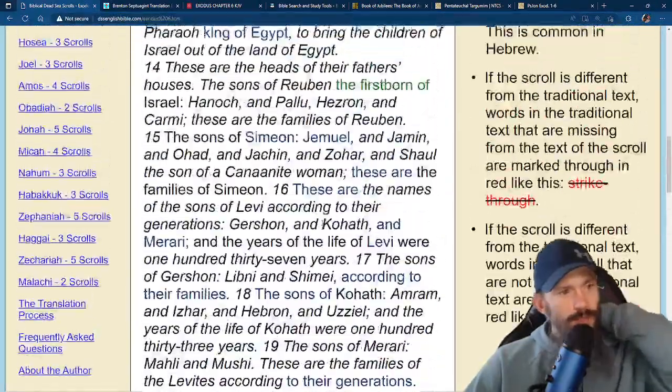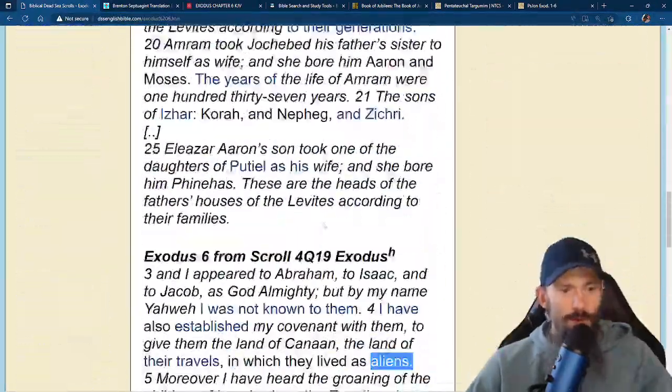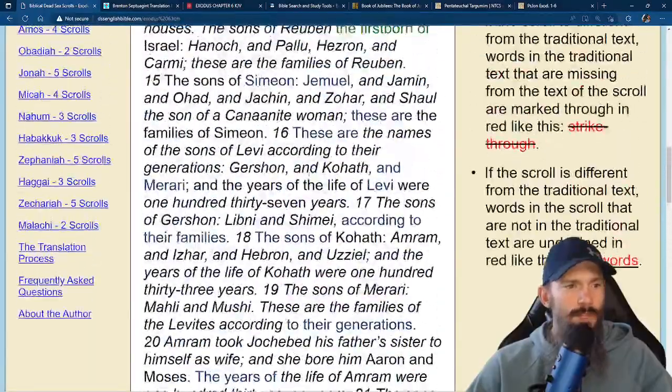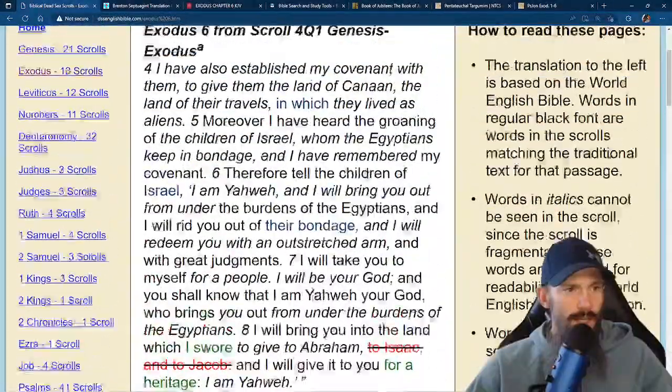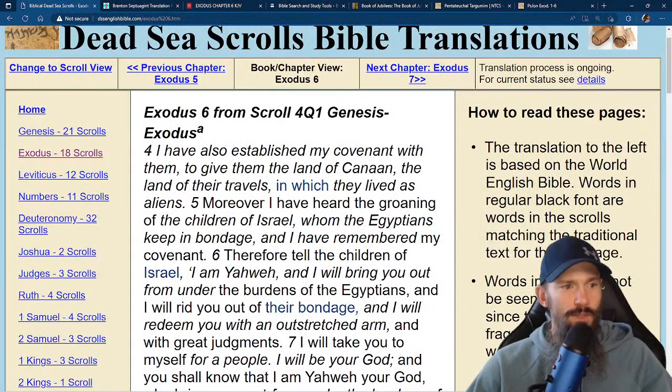So the next fragment, that was 4Q19. And we got, so starting at 4 in this fragment, 4Q1. I have also established my covenant with them to give them the land of Canaan, the land of their travels, in which they lived as aliens or strangers.